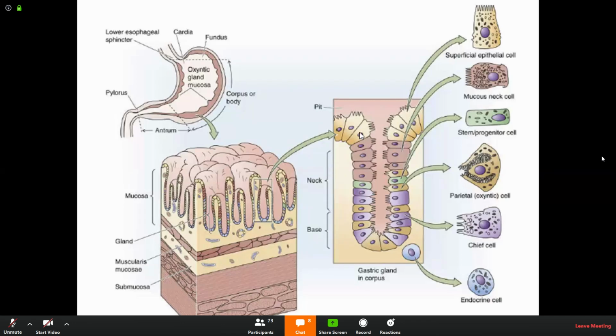It forms a pit like this. There are the invaginations. The upper ones are the epithelial cells. Below that there are the mucous neck cells. Below that, there are the stem progenitor cells, and there are parietal cells and chief cells.